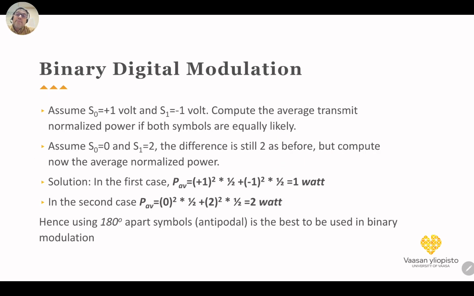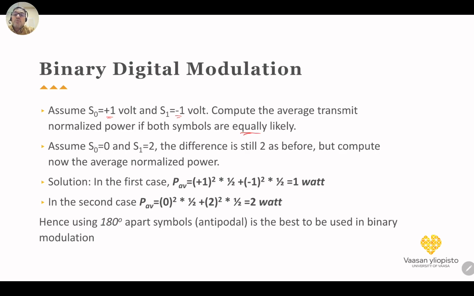Okay, and let us see the benefits of using antipodal signals like +1 and -1. For example, if we assume that we have two signals, S0 is represented by +1 volt and S1 is represented by -1 volt, and here we ask how to compute the average transmit normalized power if both symbols are equally likely.